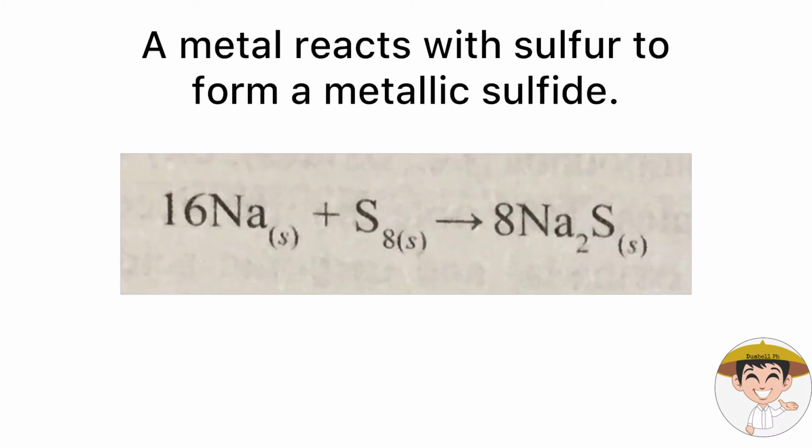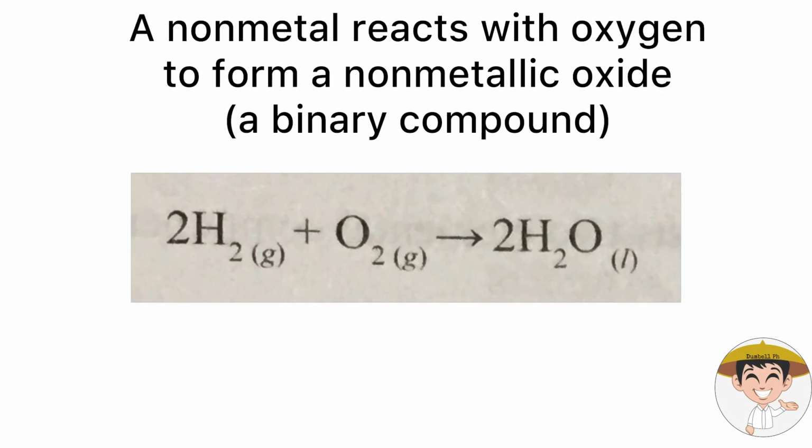Example 1. A metal reacts with sulfur to form a metallic sulfide. Sodium is the metal and it reacts with sulfur, forming a metallic sulfide, which is sodium sulfide. Next, a nonmetal reacts with oxygen to form a nonmetallic oxide or a binary compound. For example, the formation of water. The nonmetal hydrogen reacts with oxygen, so it becomes a binary compound, which is water.